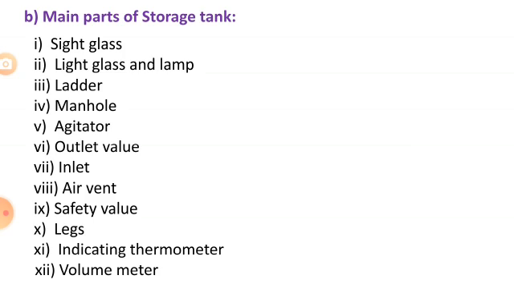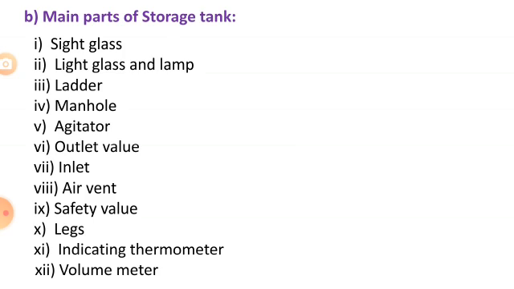in that storage tank. So these are the main parts of a storage tank: sight glass, light glass and lamp, ladder, manhole, agitator for agitation purpose, outlet valve, then inlet, then air vent, then safety valve, then legs, then indicating thermometer, and the last one is a volumeter. These are the main parts of storage tanks.